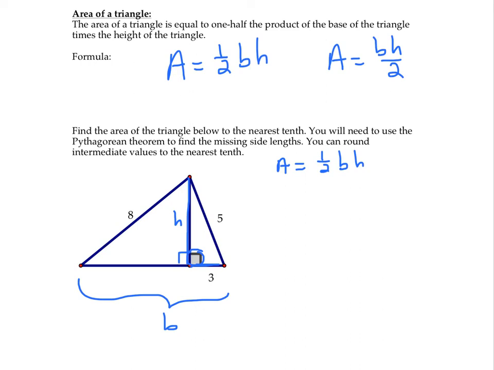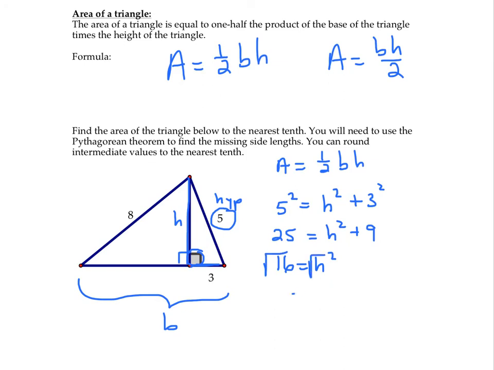Start with the little triangle first. We're going to set this up in the Pythagorean theorem. This is our hypotenuse. So we want to set it up as 5 squared is equal to h squared plus 3 squared. 5 squared is 25. That's equal to h squared plus 9. Subtract 9 from both sides of the equation, and we're left with 16 equals h squared. Take the square root of both sides, and it works out really nicely that the height is equal to 4.